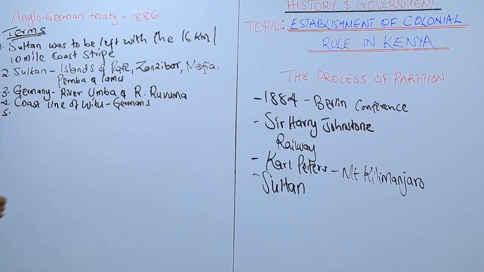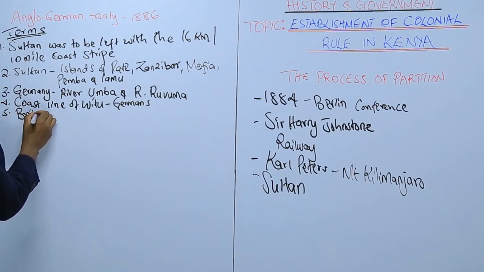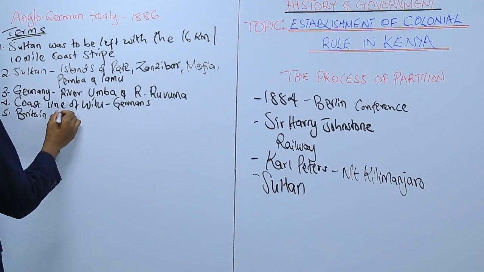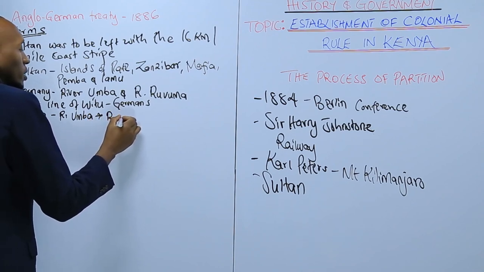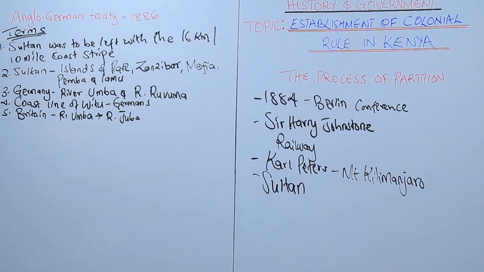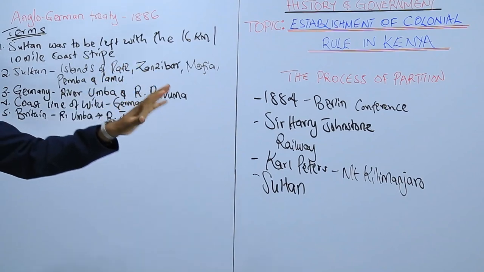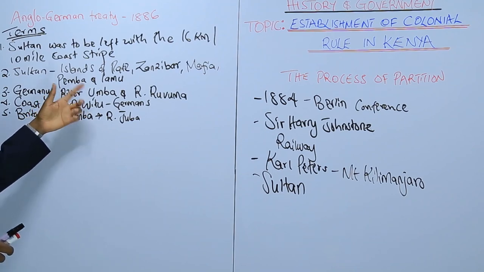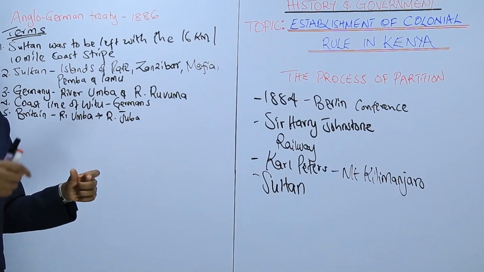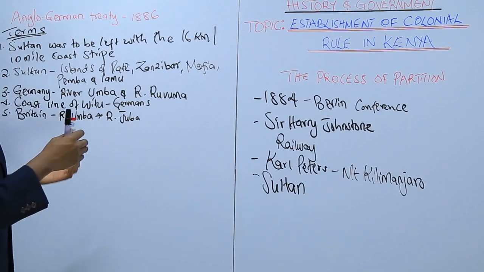And then lastly, Britain got the territory from River Umba going northwards, up to River Juba, along the Somali coast, that is towards the north. Those are the terms that they agreed upon. For the East African coast, you could go and get a map, so that you are able to see specifically where these positions are that they agreed upon.